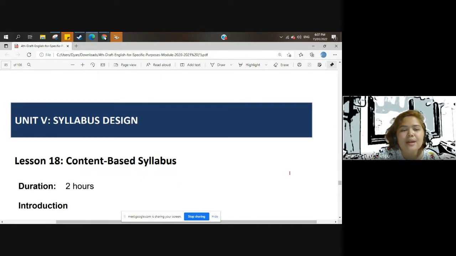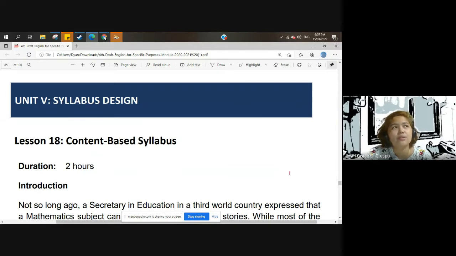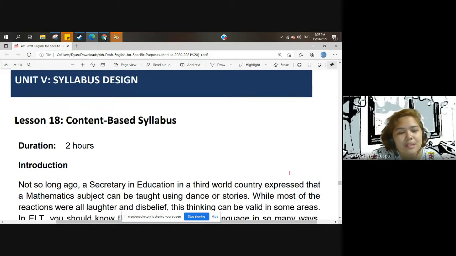Now, let us have the content-based syllabus design. Nakakatatlo na tayo, this is our third one. So, grammatical syllabus, notional-functional, and now we'll have the content-based syllabus.